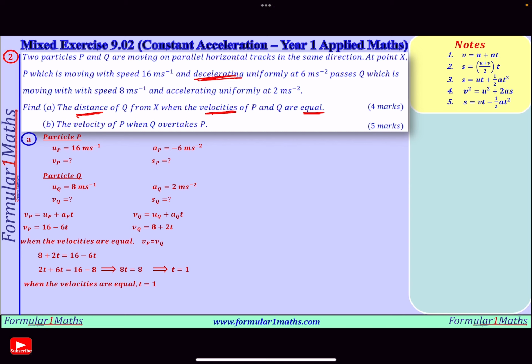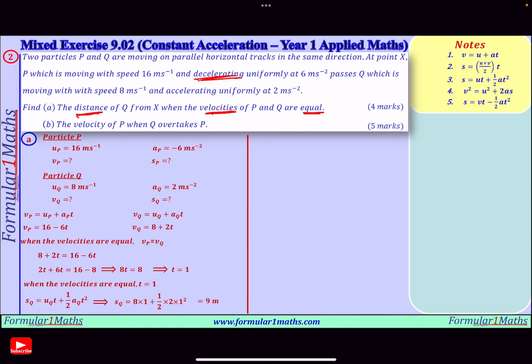So when t equals 1, the distance moved by q will be given by the following equation. Doing our substitution will give us Sq equals 8 times 1 plus half times 2 times 1 squared. And that gives 9 meters. And this is the distance moved by q when its velocity is the same as the velocity of p.